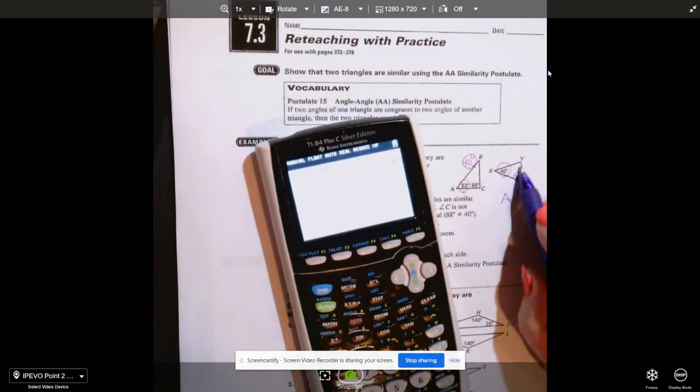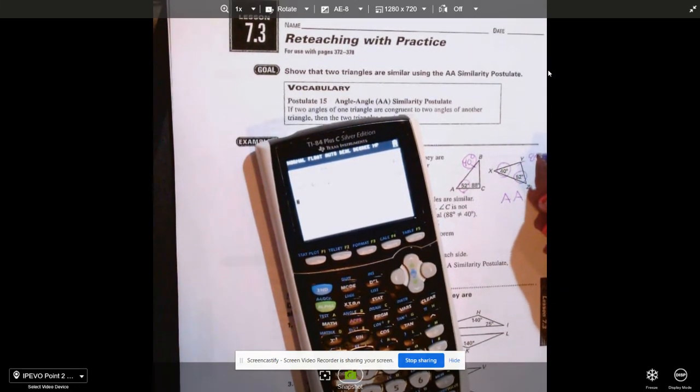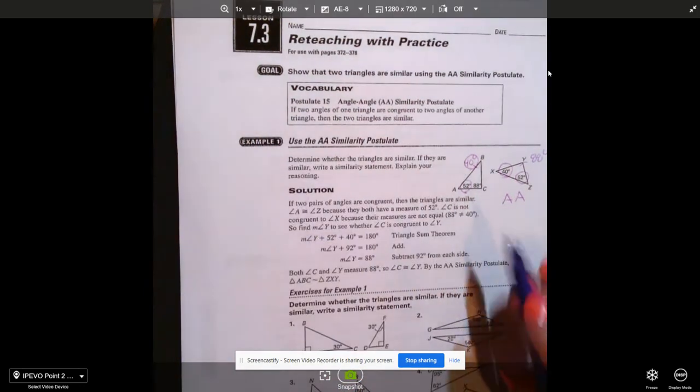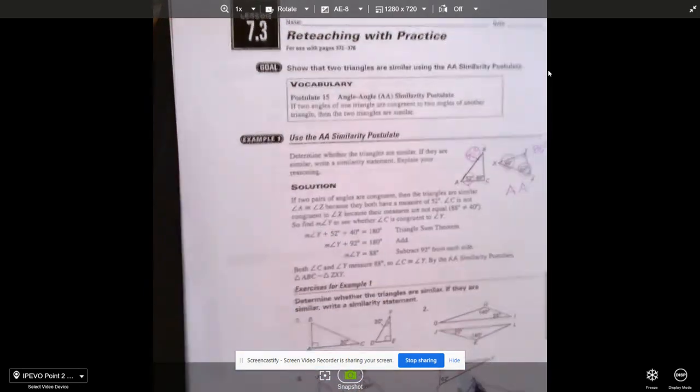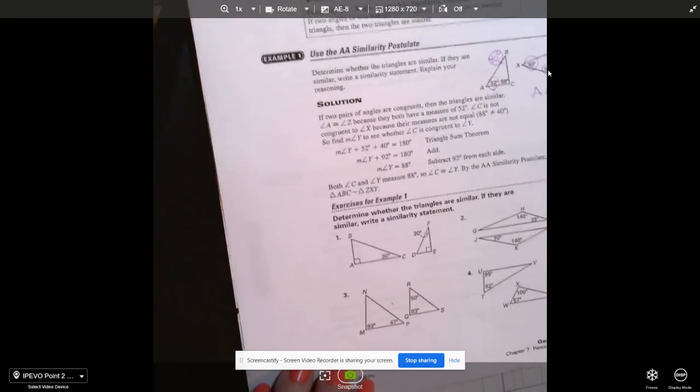Because you'll find out if I take 180 degrees and subtract 40 and 52, in fact, I'll get 88 degrees, which is exactly what this angle is over here. So you can go ahead and see that this here is going to be similar. So let's take a look at a few of the examples, and I'll work through them with you.